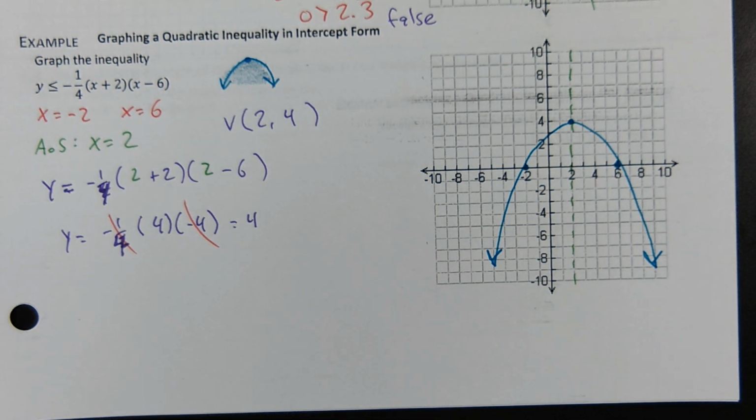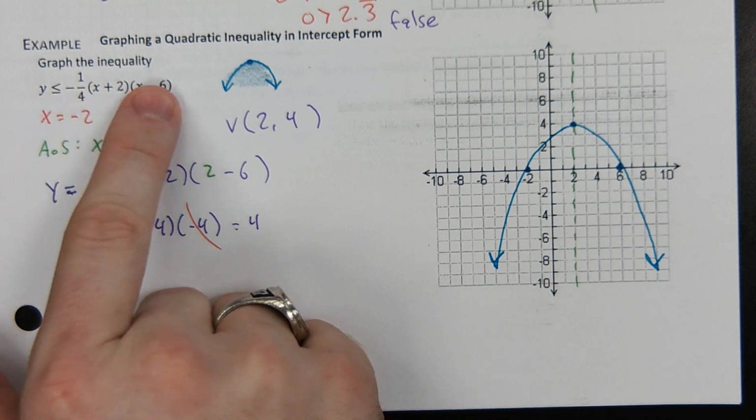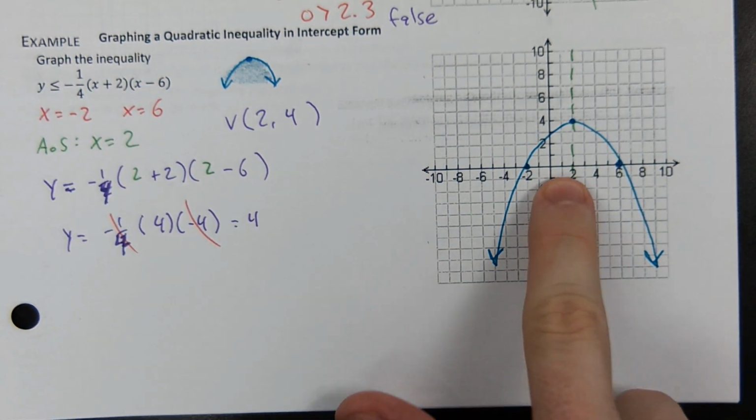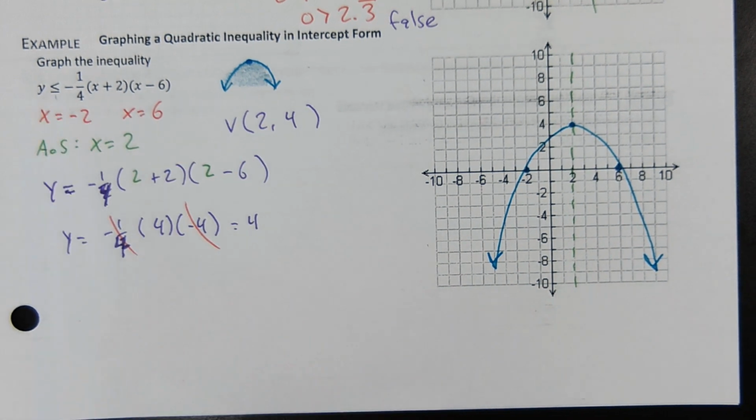Anyway, I was saying if we test 0, 0, we would get that 0 is less than a positive number, and 0 is less than a positive number. Therefore, 0, 0 is a shaded point, but we already knew that because we were shading under the vertex.